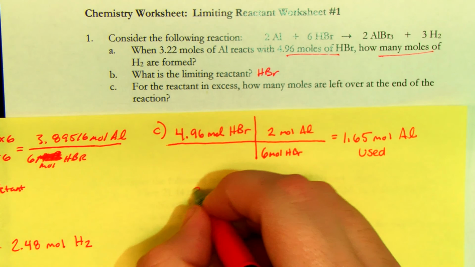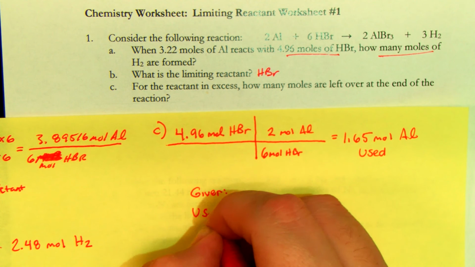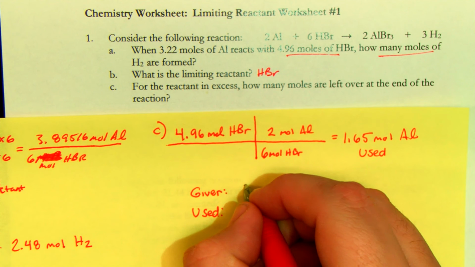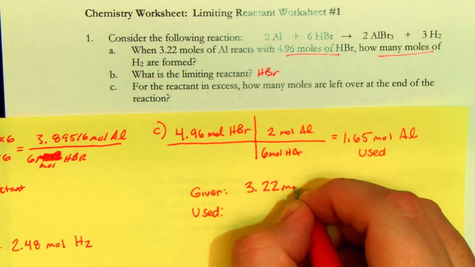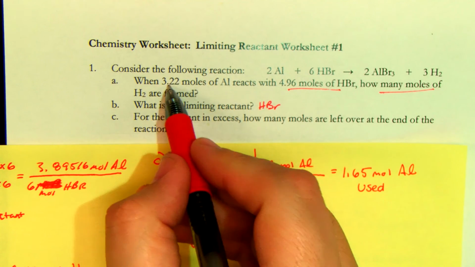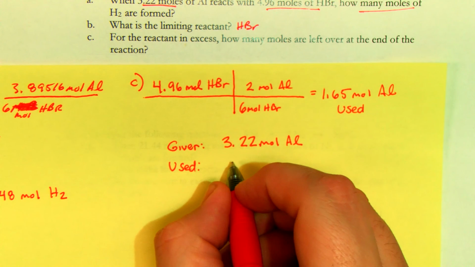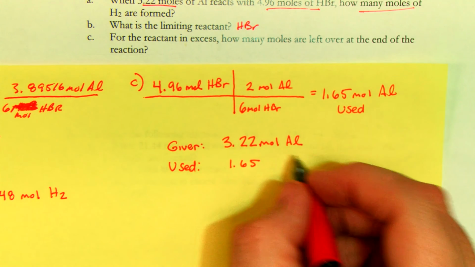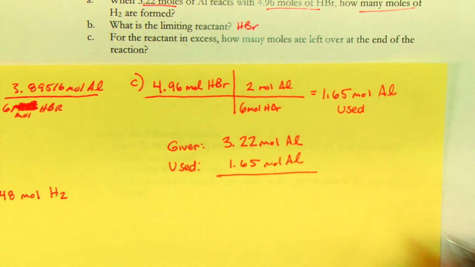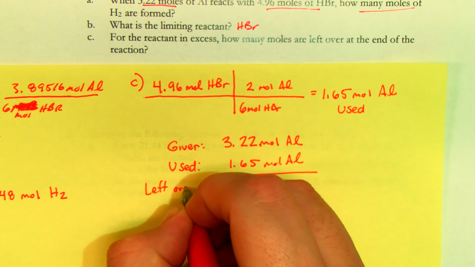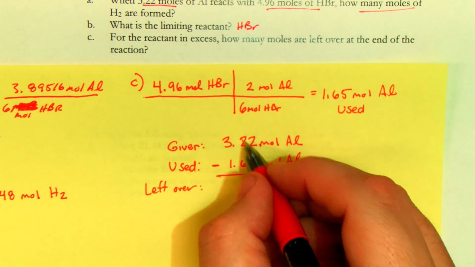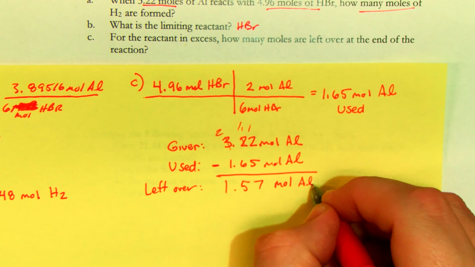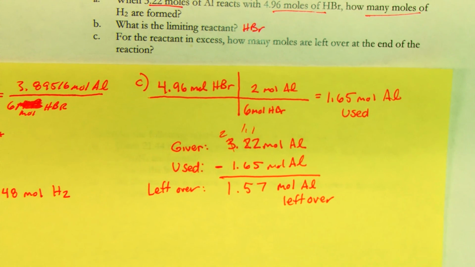Now I've got to do this. We have given and we have used. How much aluminum was given? 3.22 moles of aluminum, right here. That was what was given. How many did I use up? That's how much was used: 1.65 moles. So how am I going to figure out how much is left over? Yep, I'm going to subtract these. So I subtract that, and I get 1.57 moles that are left over.